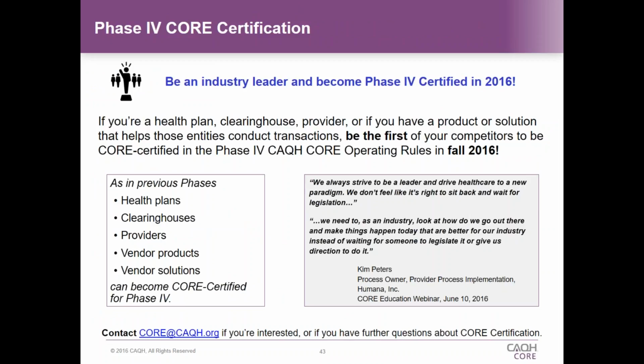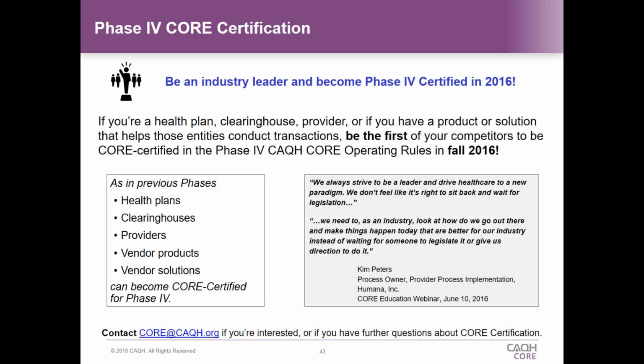As has been pointed out, Phase 4 operating rules are completed and being implemented by industry, and this fall, voluntary core certification will be offered for Phase 4 rules. Again, the Phase 4 certification applies to health plans, vendor solutions and products, clearinghouses, and providers. And we noticed that about 30% of you are in the planning stages. For some of you that are already, make core certification a part of those final planning stages, a part of your project plan when you actually go out and test to make sure that you're meeting all of the operating rules.